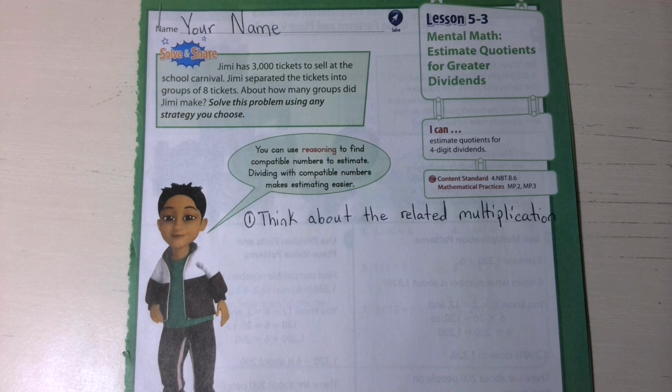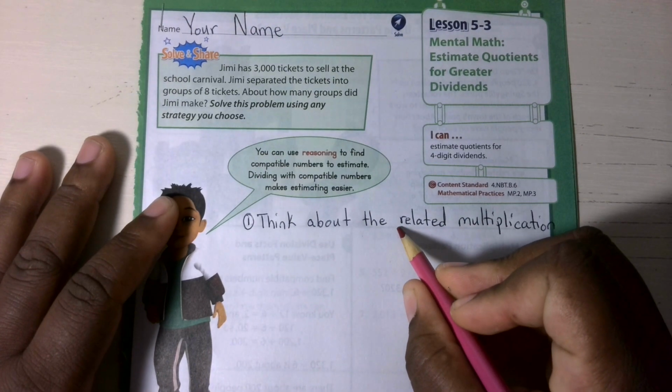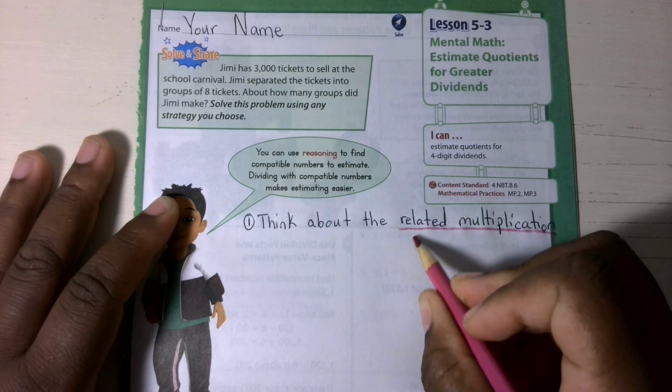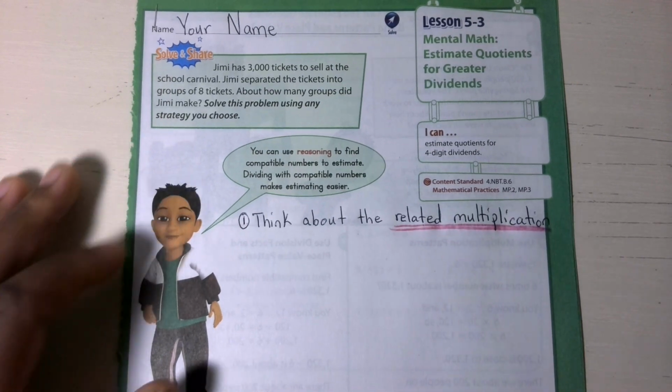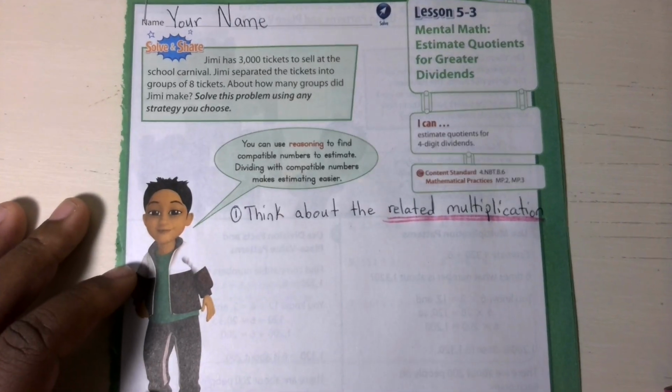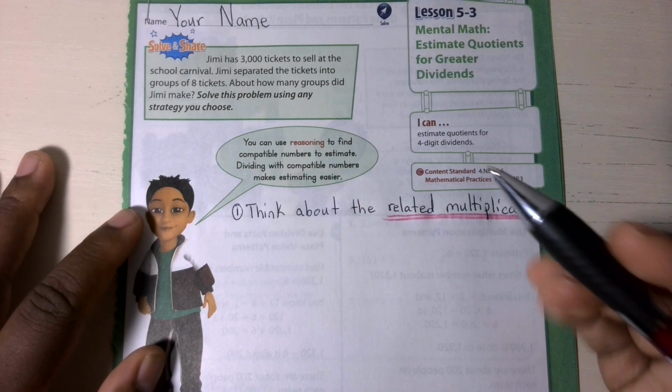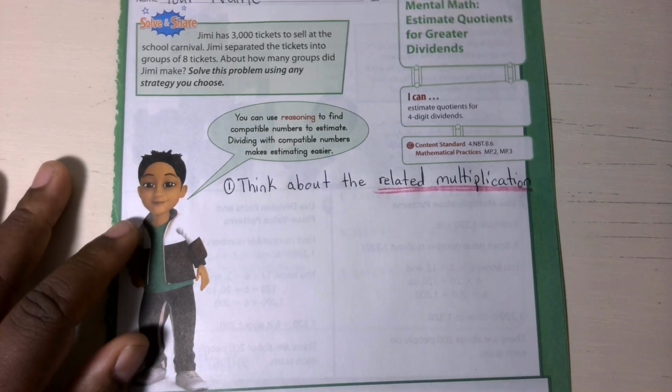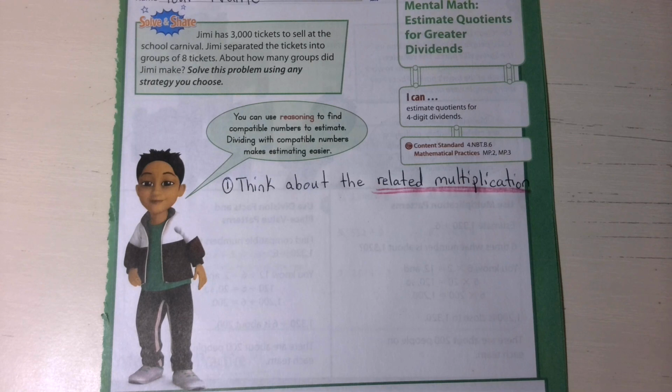So we're going to use this lesson 5.3 not to estimate quotients, but to practice division using area models. And the first thing I need you to think about is the related multiplication. Every division problem is related to a multiplication problem. Remember, when we learn a multiplication fact, it's buy one, get 10 free, right? So the first thing you're going to do is think about that related multiplication fact.